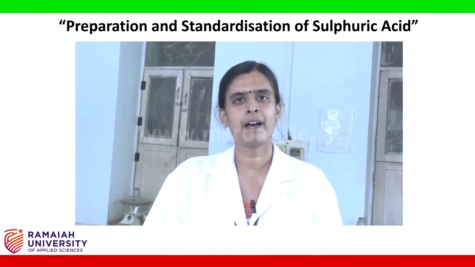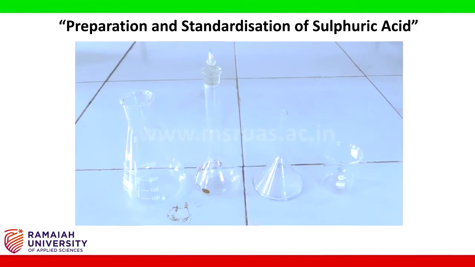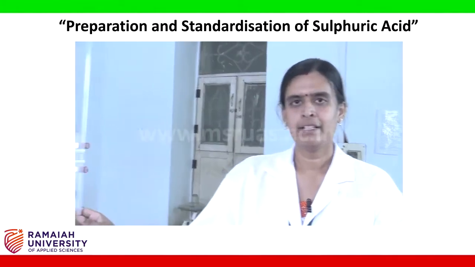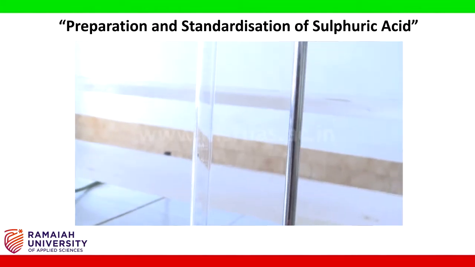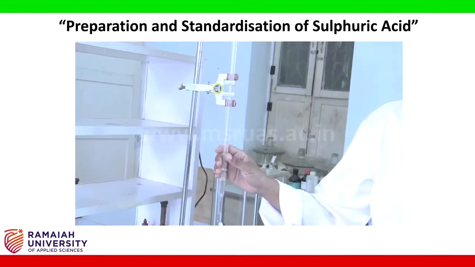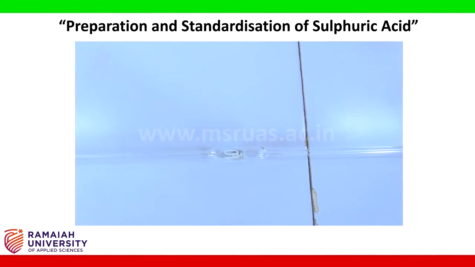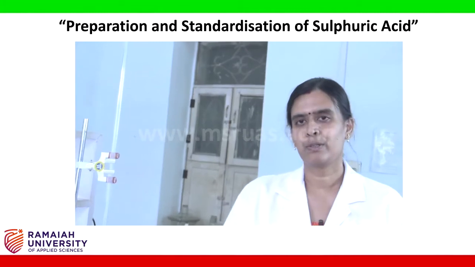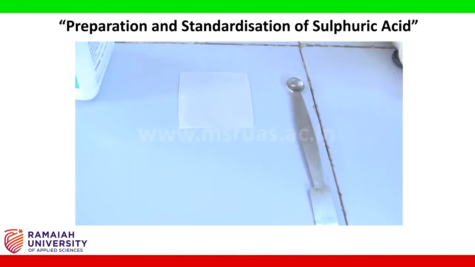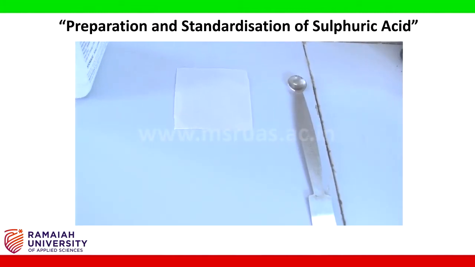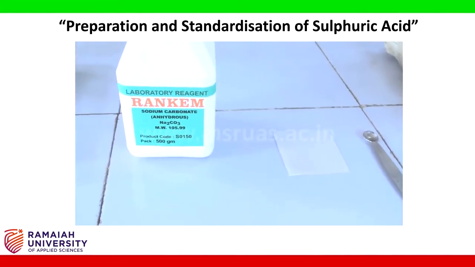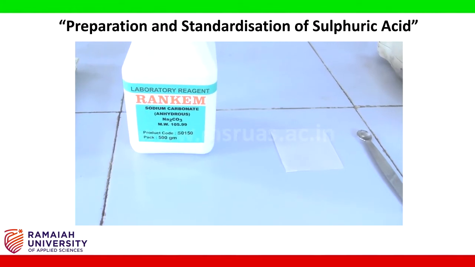Initially, all the apparatus used in this titration should be cleaned thoroughly with water. The burette should be rinsed with the titrant used, that is with sulphuric acid, and the pipette should be rinsed with the solution sodium carbonate, which is a solution to be pipetted out. The first step is to prepare the primary standard solution, that is 0.1 normal sodium carbonate solution.